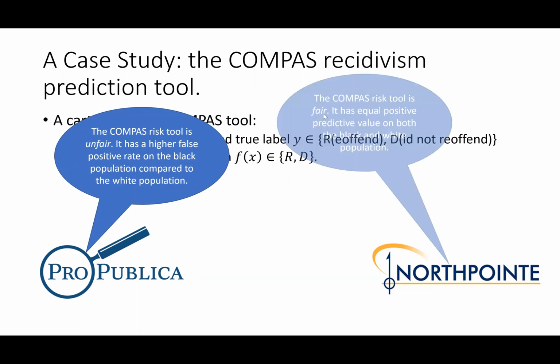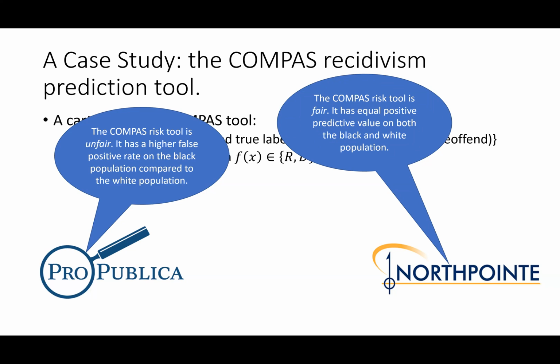Okay, now, North Point, the company that made the COMPAS risk tool, they've subsequently changed their name. I think that's not a coincidence, but they wrote a reasonably compelling response. They said, actually, our risk tool is fair. You guys are just measuring the wrong statistic. What we mean when we say that the risk tool is fair is that it has equal positive predictive value on both the Black and the white population. Now that means something different.